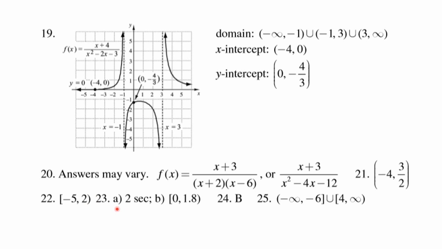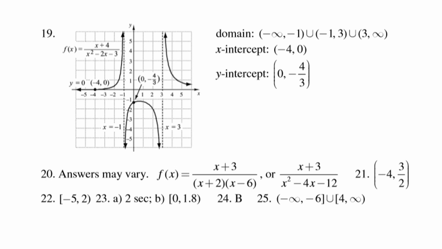The answer to problem 23, a word problem, is 0, 1.8, and that should be an open interval. Number 24, the answer is B. And this is the answer to number 25 in interval notation.